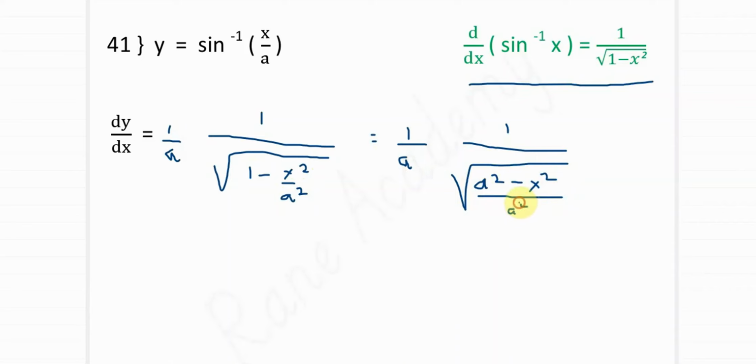Upon a square. Now this is 1 upon under root of a square minus x square upon a square. So when you do the simplification, this under root a square will become a and a will get cancelled, and you get the answer as 1 upon under root of a square minus x square. So this is the required answer. Now let us go to the next question.